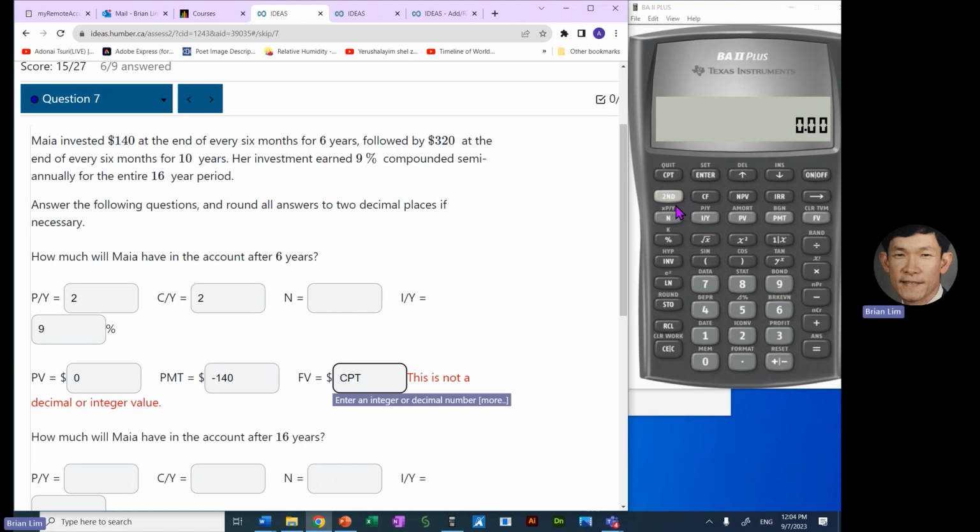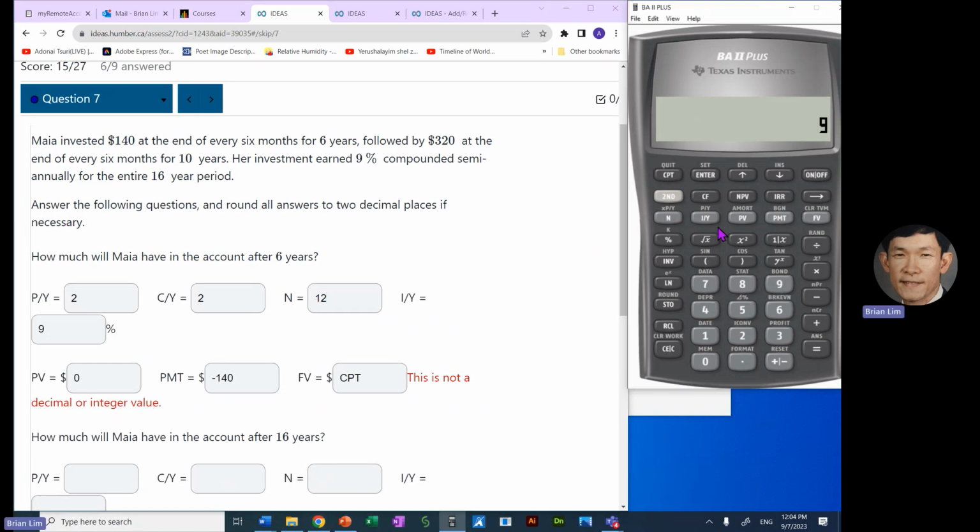So let us go. Second, IY, PY is 2, and when we enter that value, it will be the same value for CY, so we don't need to enter it again. Let's come out of there. And that is for how many years? Well, that is for 6 years, the first part. So we go 6, second, N, and N turns out to be 12, 6 times 2.